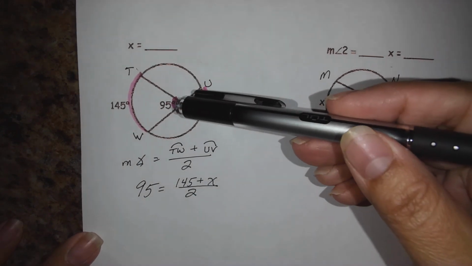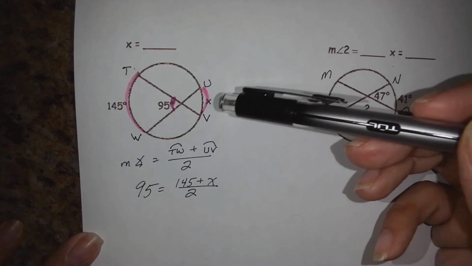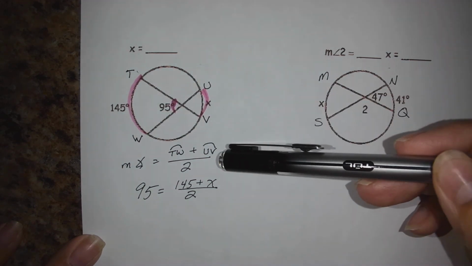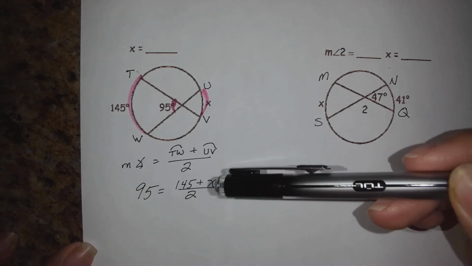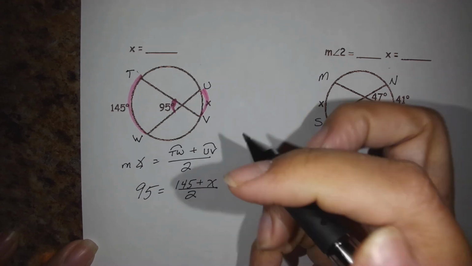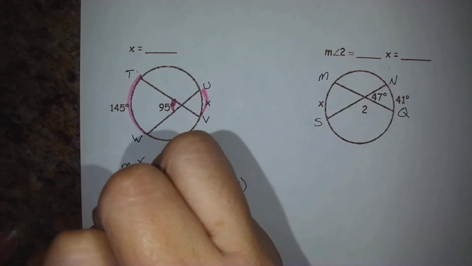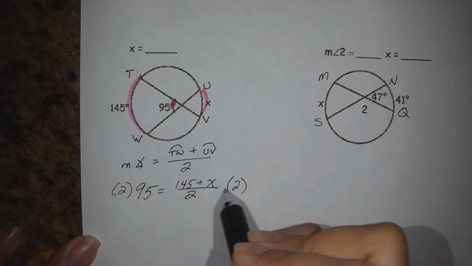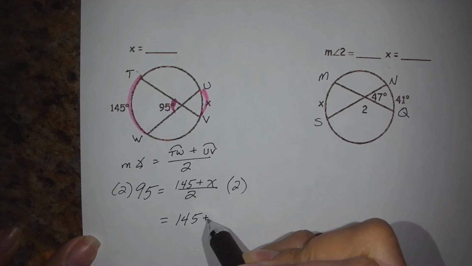Don't forget, highlight if you must. I like to highlight because it helps me keep track of focus. So this 95 belongs to this 145 and this X over here. Here's my general formula. Here's everything substituted in that I do know. How do I get rid of this denominator again? The denominator is 2, so I multiply by a whole number 2. So these 2 multiply out to a 1. So I don't have to keep track of that.